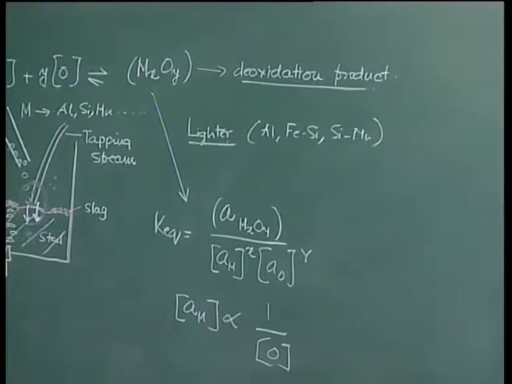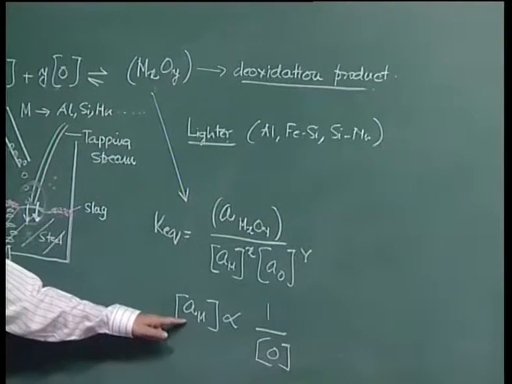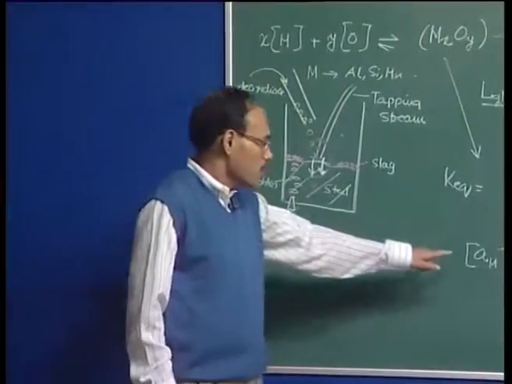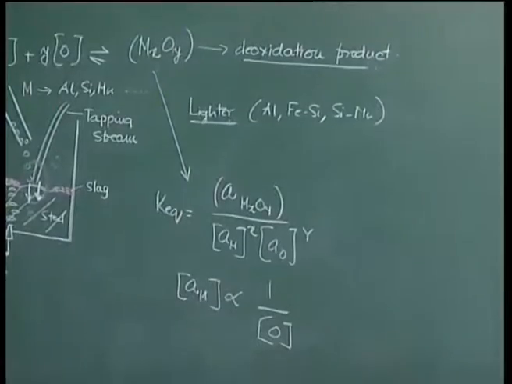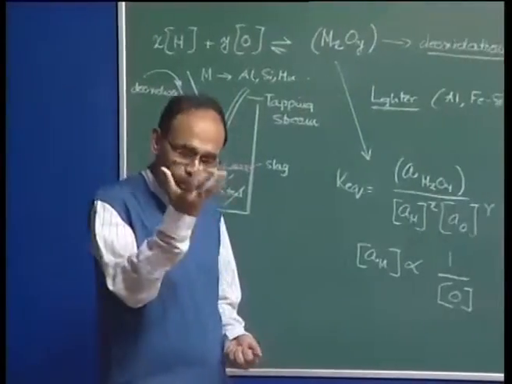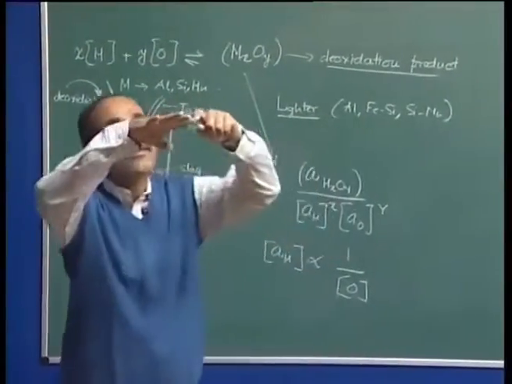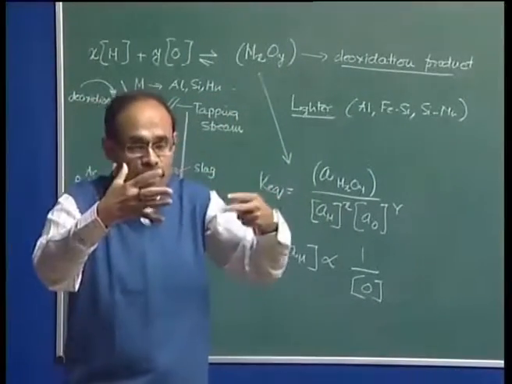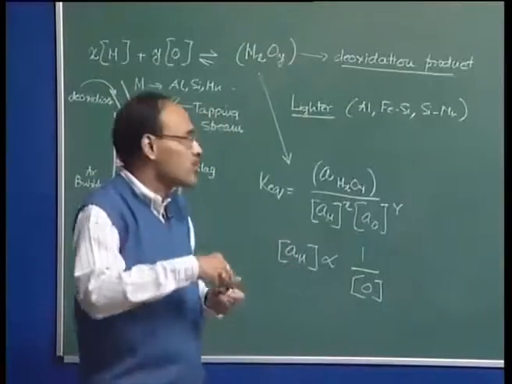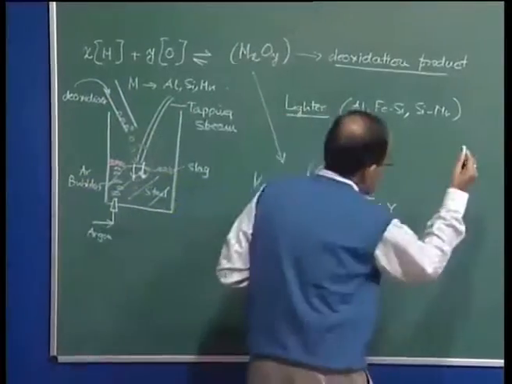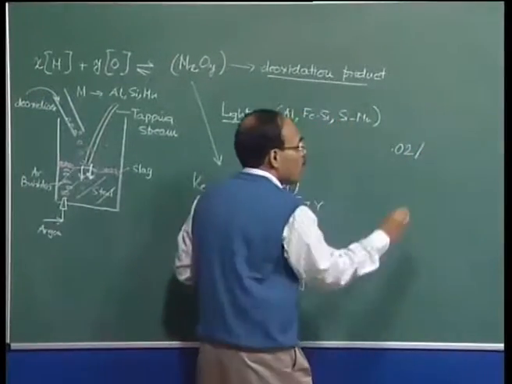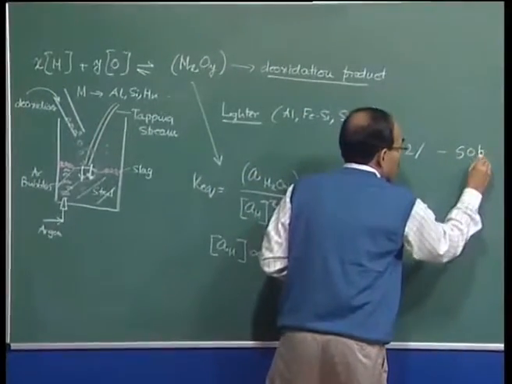So, therefore, the lower and lower the oxygen we wish to achieve, the greater and greater is going to be the concentration of metal in the bath itself. So, for example, if you use aluminum, and suppose you decide that your final level of oxygen you want is 50 ppm, then you get a residual amount of aluminum, say 0.02%. I am just arbitrarily quoting a figure for 50 ppm final oxygen.